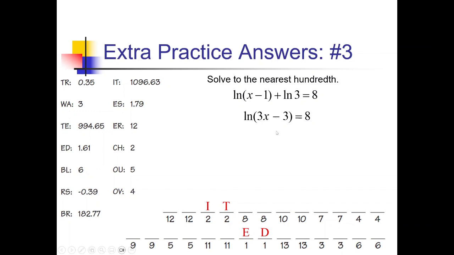So that gives me just 3x minus 3 on the left side, and we have e to the 8 on the right side. Now I have to solve for x. So I can do that by adding 3 to the other side, and I'm just going to leave e to the 8 the way it is for now. I'll use the calculator at the very end here. So we have e to the 8 plus 3, and then I'll divide that by 3 to get the x by itself. And now I'll just plug that in the calculator.